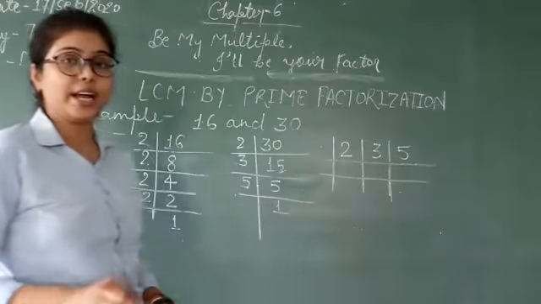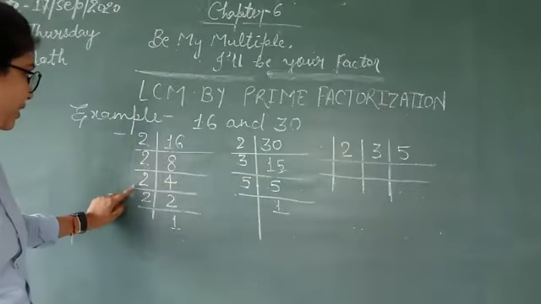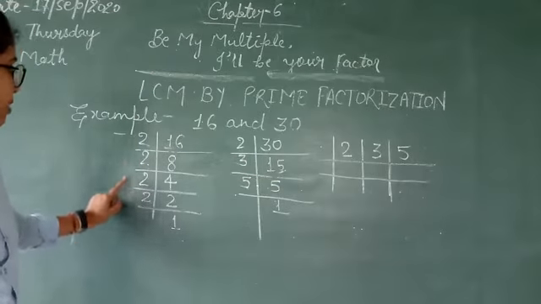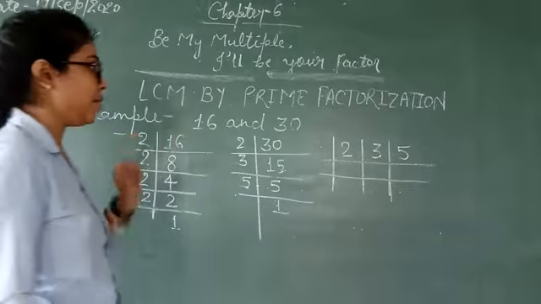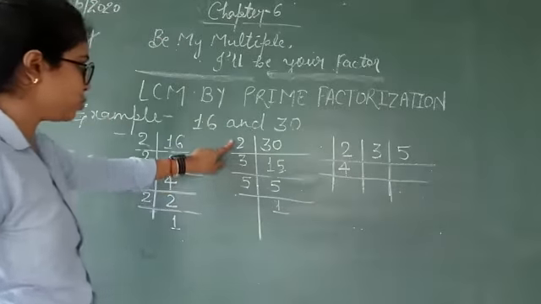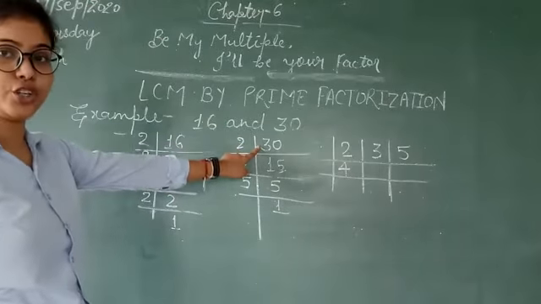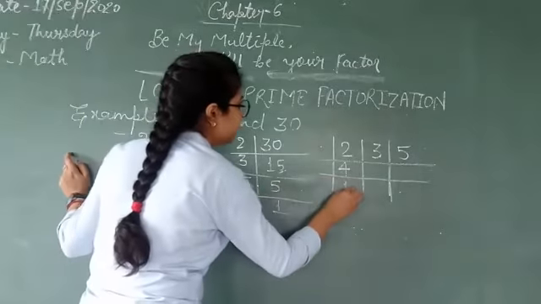Now you have to write how many times 2 has come in the factorization of 16. Okay. So 1, 2, 3, 4. So how many times has it come? It has come 4 times. So you will write 4 here. And how many times has 2 come in the factorization of 30? You can see it has come only one time. So we will write 1 here.